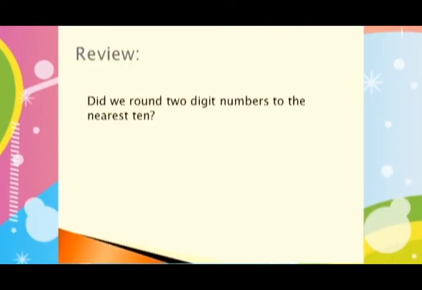Let's look at another example. Let's say you have $92. $92 would fall between $90 and $100. But for quick calculation, you would round $92 to $90. So 92 would be rounded to 90.